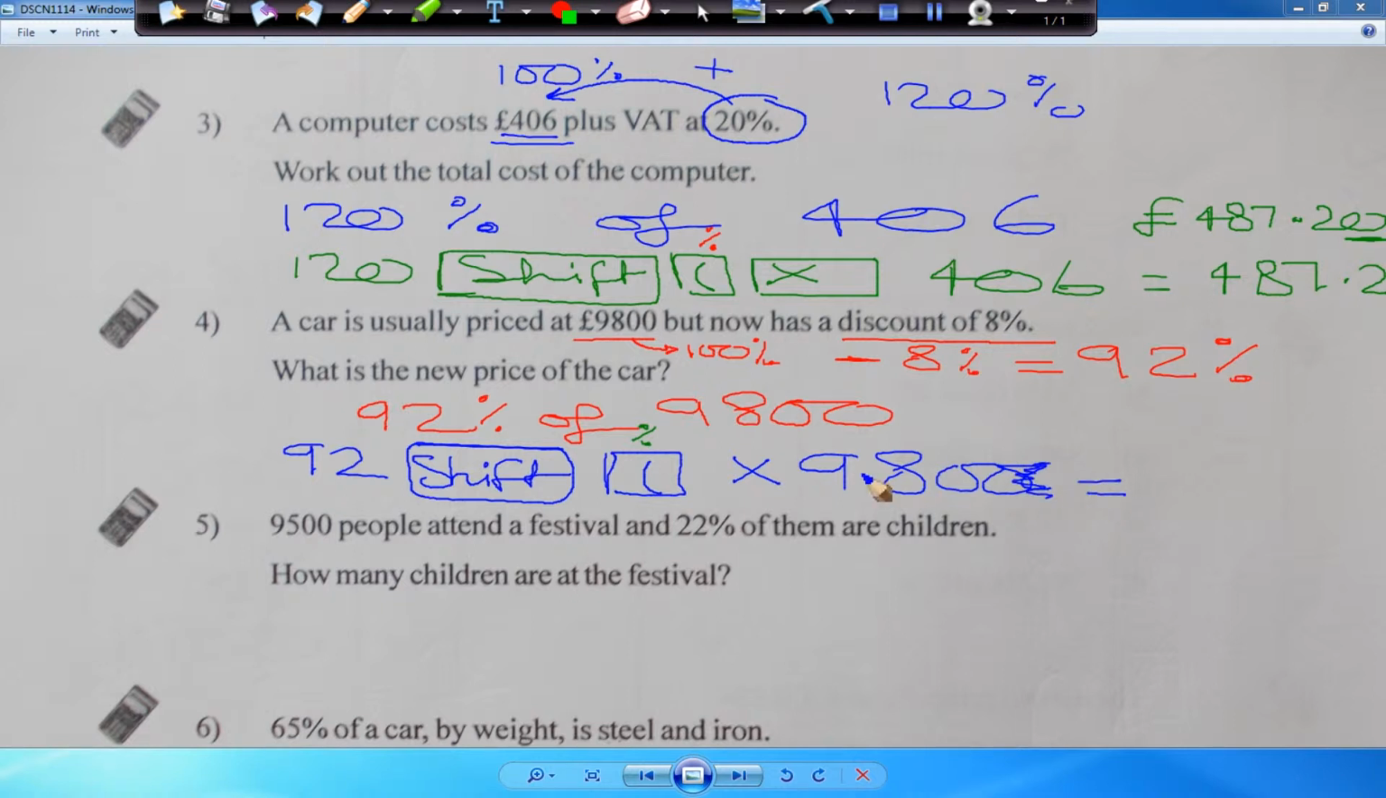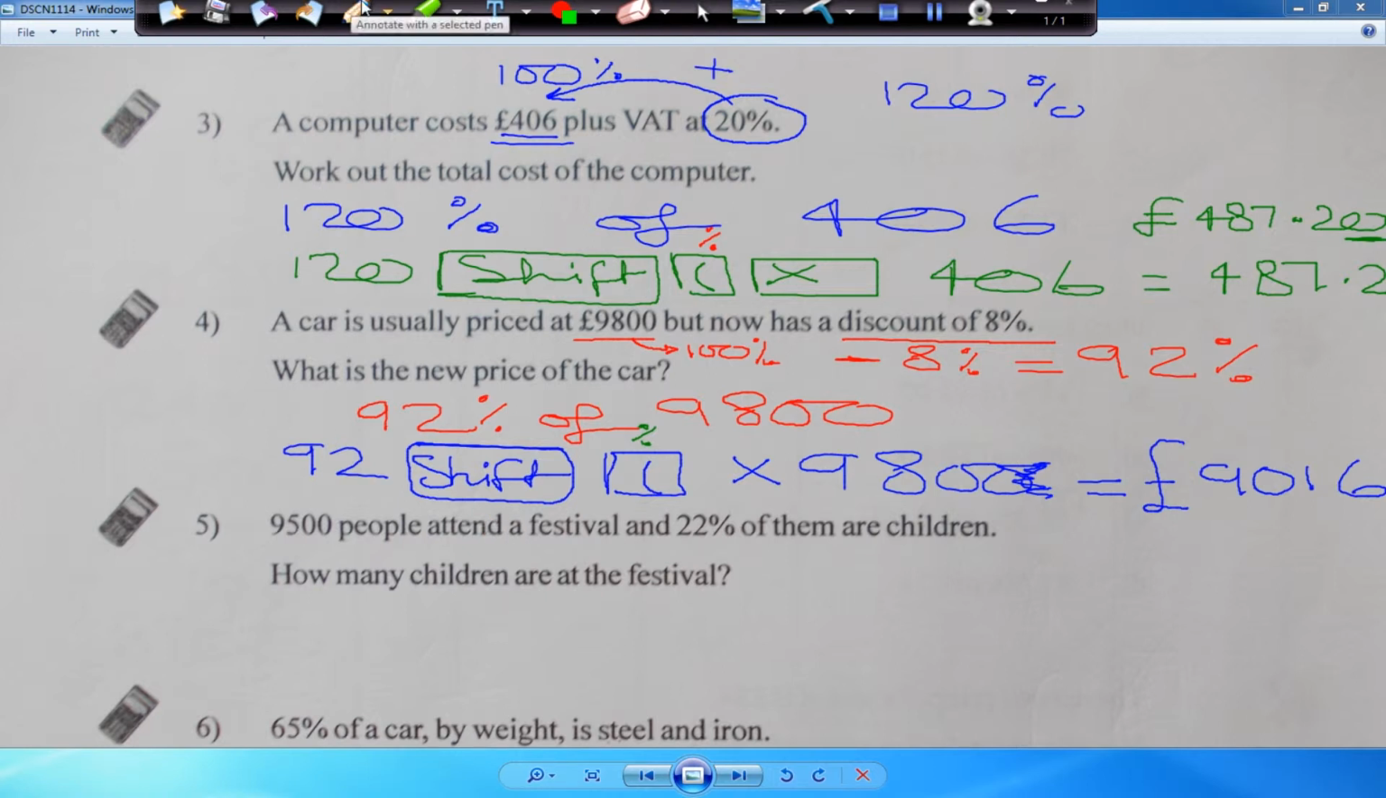Hassan, what have you got for that one? Let's have a look. Okay, what do you get? 90.16. £90.16? No. You start with 9,800. How can you get £90.16? So what you mean is 9,016. That's your final answer. 9,016.